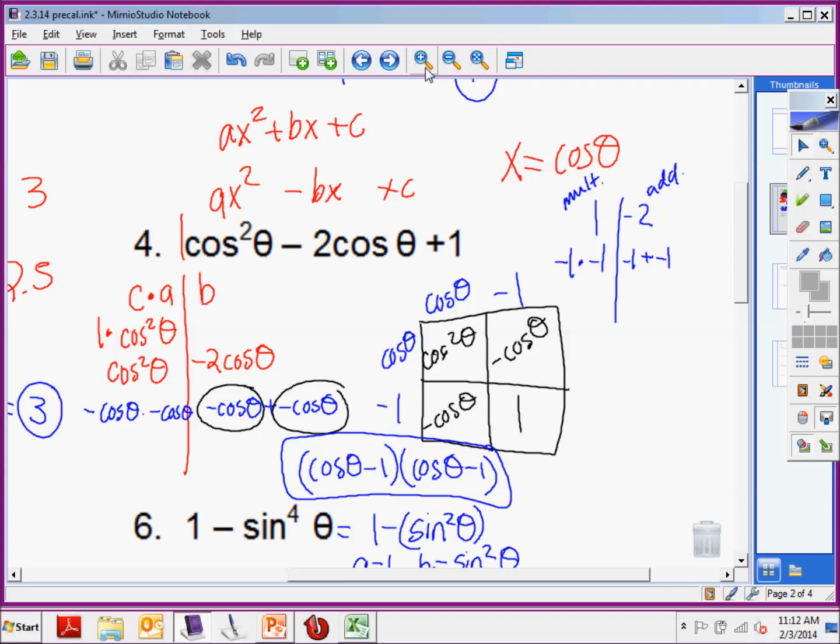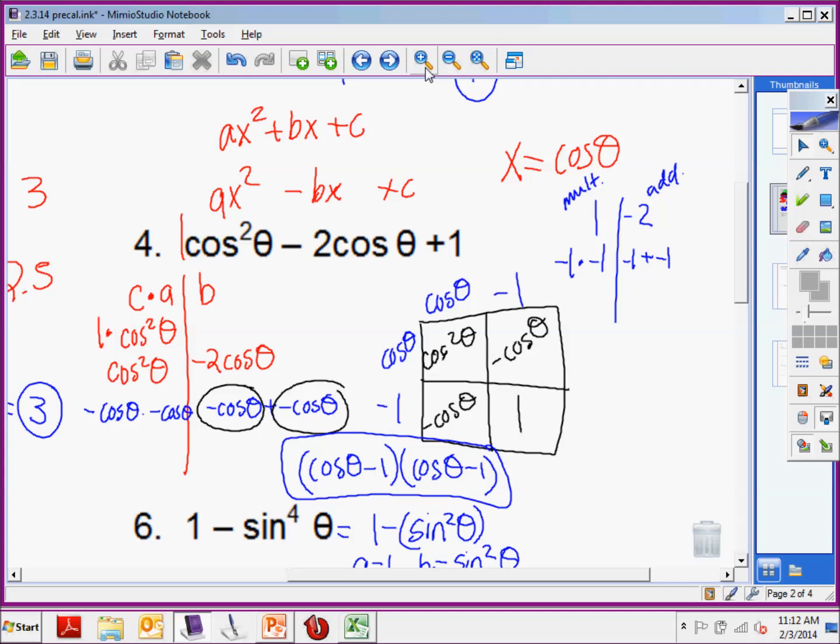So we did CAB. CAB is just a way to remember that you're going to multiply the c term times the a term. My c term was 1, my a term was cosine squared theta, and 1 times cosine squared theta is cosine squared, because 1 times anything is itself. Then our b term was negative 2 cosine theta. At this point, we need to figure out our magical factors: what factors multiply to give me cosine squared, but add to give me negative 2 cosine theta.